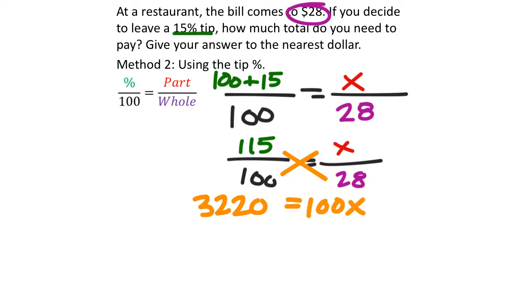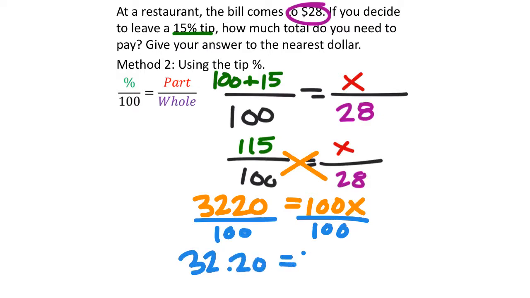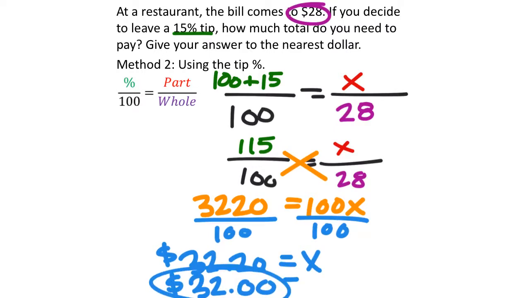But again, to solve this, I divide both sides by 100 to make that 1x. And we see the same answer, right? $32.20. This is not rounded, of course. But we see the same exact answer. But again, I've done the addition at the beginning of the problem, not the end. So just rounded, this becomes 32 bucks.